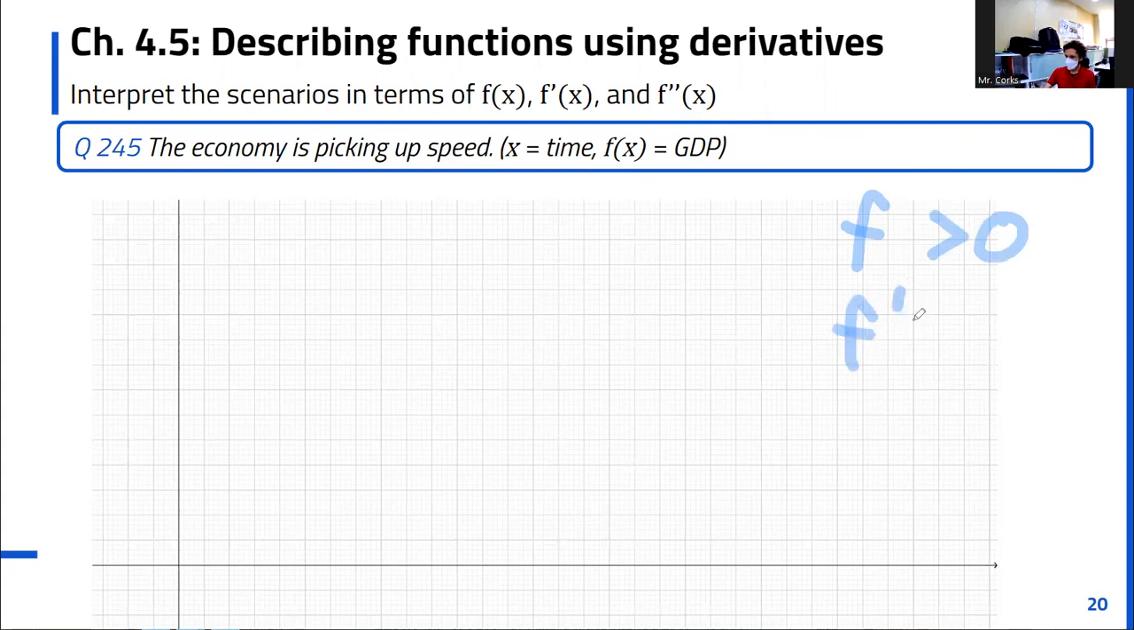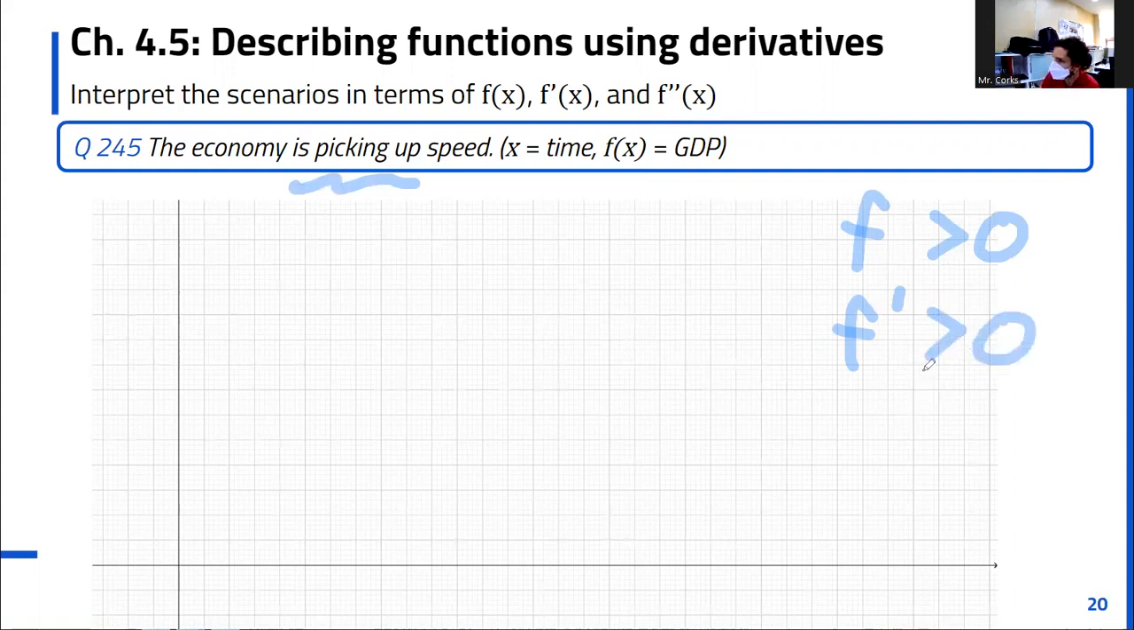Our first derivative: the economy is picking up speed. I guess we have to understand that this statement always means that it's positive. So the economy is growing. Economies almost always grow. Unless something really terrible is happening, it's quite uncommon for an economy to actually shrink or contract. So it's growing. So positive, it's getting bigger.